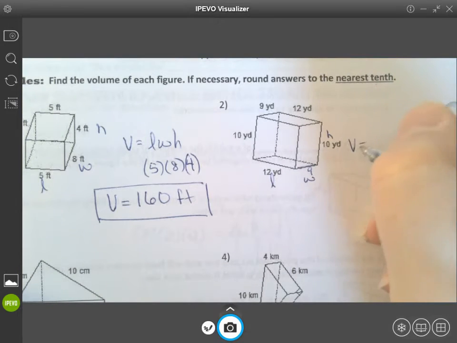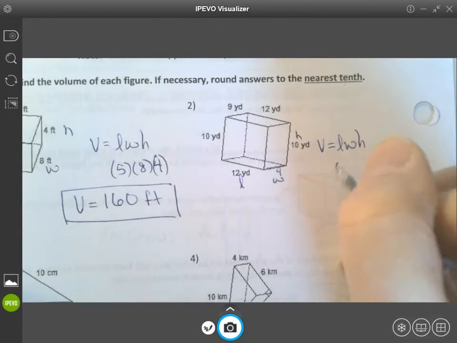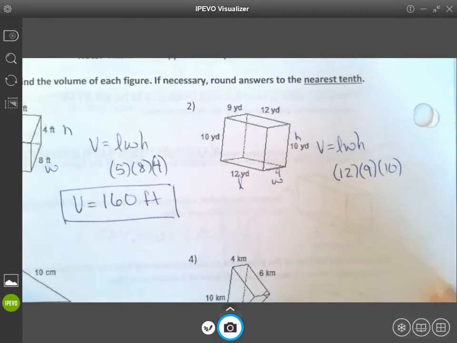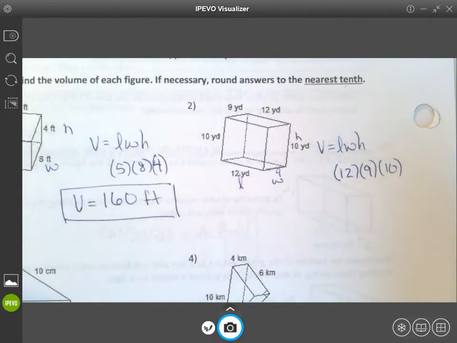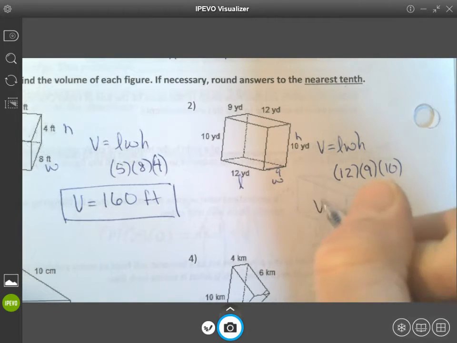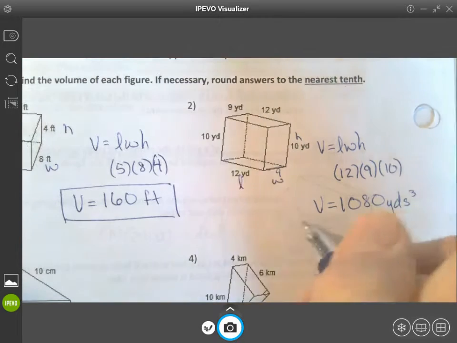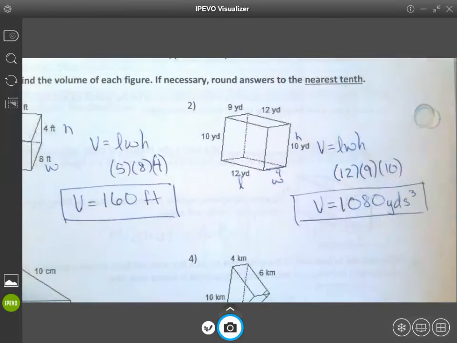Now, volume is length, width, height. So 12 by 9 by 10. I couldn't read my writing. What do we get, guys? 1080. I agree with you. Volume is 1080 what? Yards cubed, because volume is cubed. We multiplied the units 3 times.